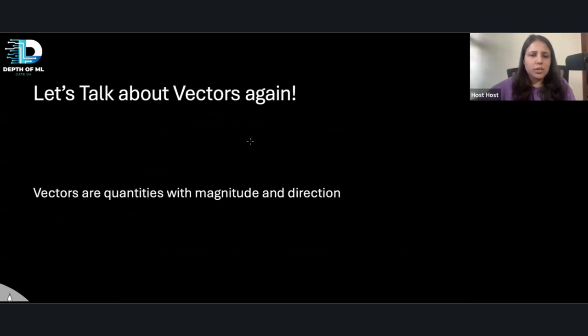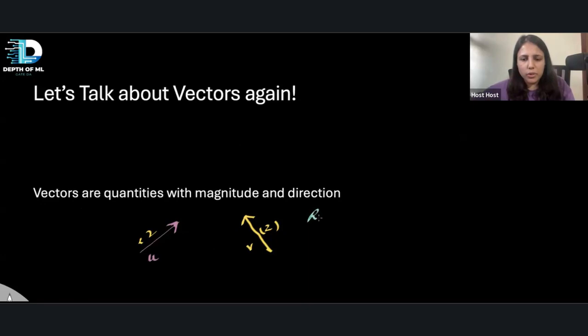Cool. So let's talk about vectors again. We saw in the last lecture that vectors are quantities with magnitude and direction, and we usually represent them with an arrow. So this is one vector, and this is some other vector, v. And there is some magnitude associated with it, say 2, or say -2. We also saw that in linear algebra, vectors are usually rooted at the origin. The origin is a special point in our vector space. It's the 0, 0 point where all the zeros meet.